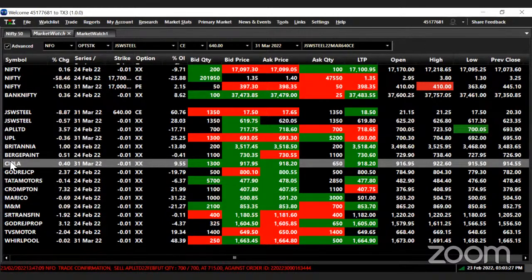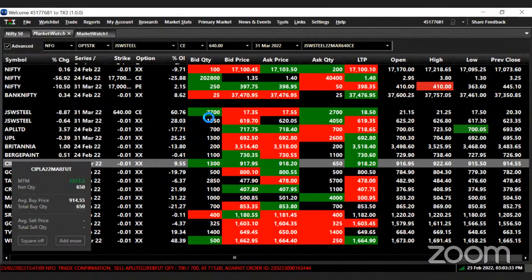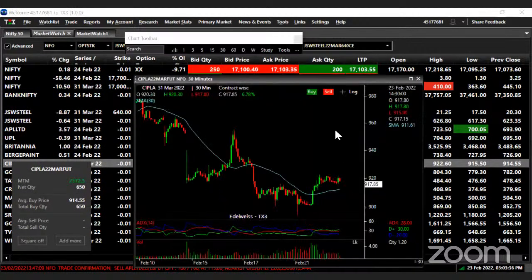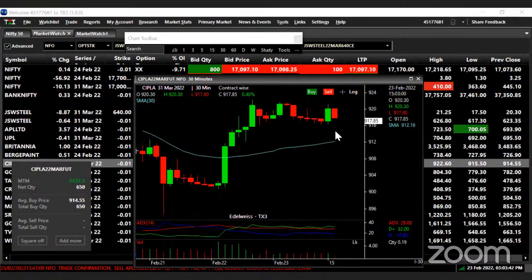So last day, we talked about Cipla. So this is the real time chart, and right now we are seeing the chart on 30 minute basis, means per candle or per bar is for 30 minutes. So what we are seeing, this is the last day, 22nd Feb at 2 p.m. The stock price gave an upside movement. And this is the 23rd. This is the first candle.